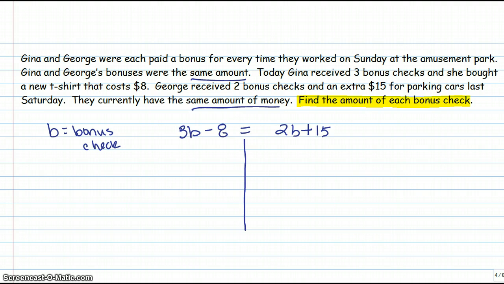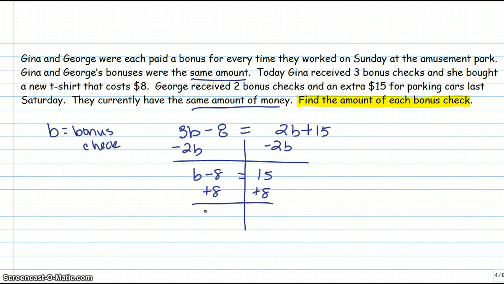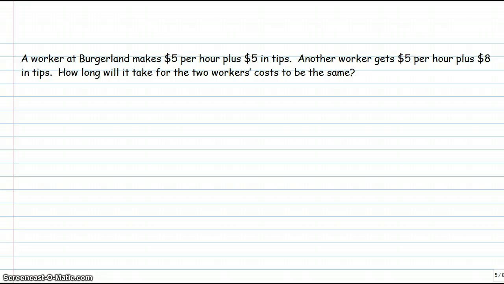Alright, let's solve. So I've got to get my bonus checks together, minus 2B on both sides. So you have B minus 8 equals 15. And finally, add 8 to both sides. And we should get B equal to 23. Each bonus check was $23. Alright, just a couple more to go.